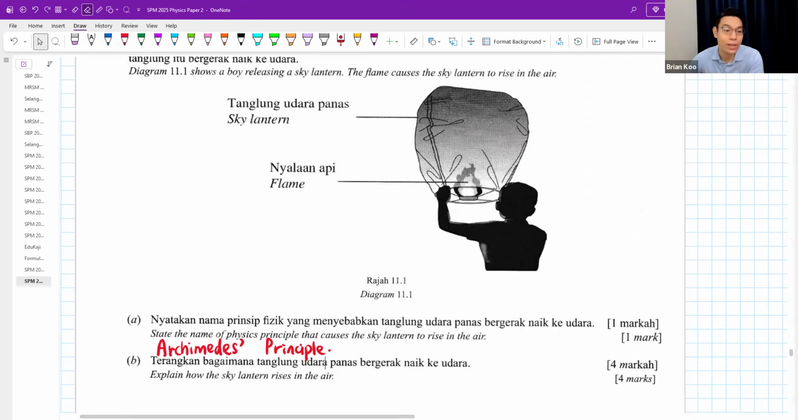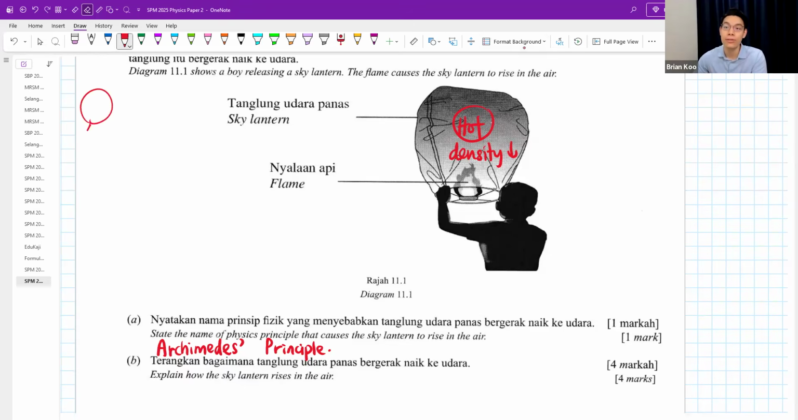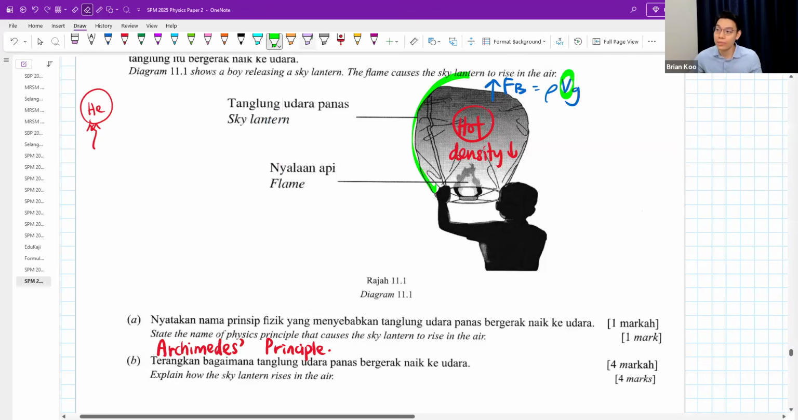Then explain how the sky lantern rises in the air. You just explain like a hot air balloon. Okay, the air inside must be hot. The temperature inside must be high. The density is low when it's very hot inside. Yeah, something that is light, that is low density, can easily fly up. Just like those helium balloons. Helium balloons can fly up. Why can they fly up? Because there is some buoyant force. This buoyant force comes from V rho g. When you displace some volume of air, you are going to get buoyant force.